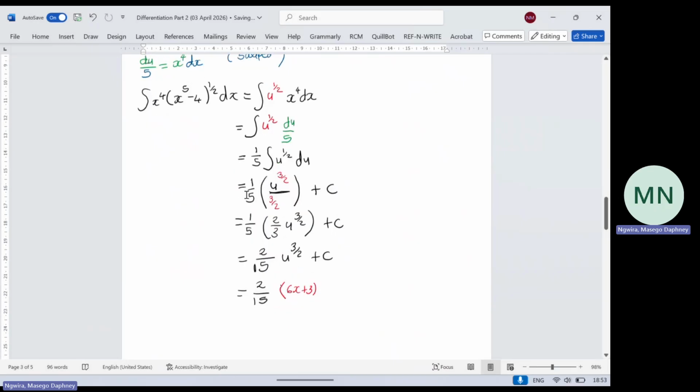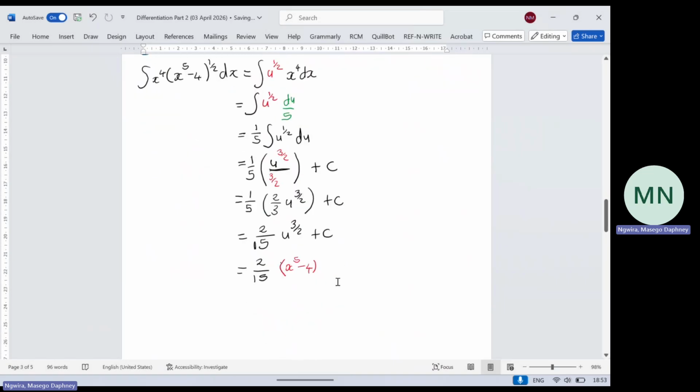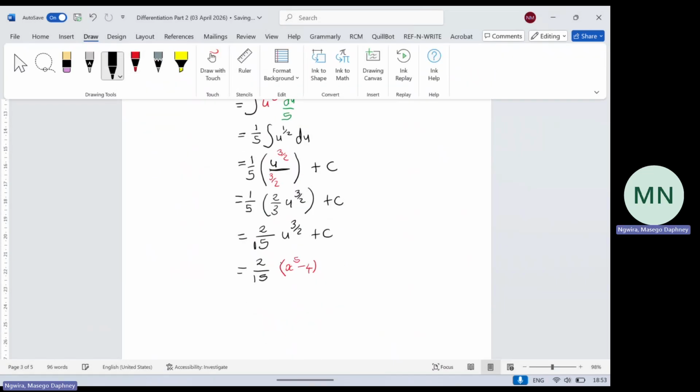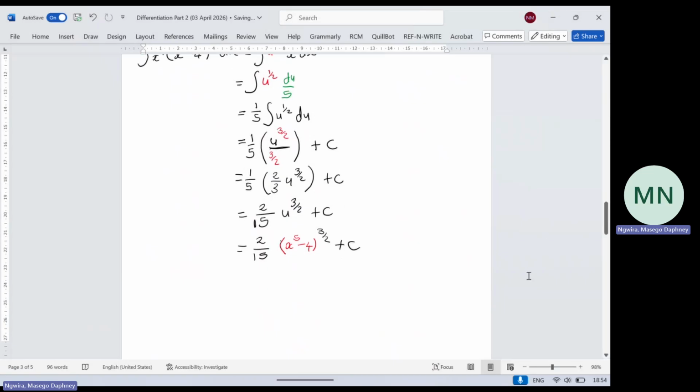It's x to the power of 5 minus 4, sorry. X to the power of 5 minus 4. Now I'm writing the previous one, sorry. And then this will be to the power of 3 over 2, and then this will be plus c. Okay, all right, so that's how we write our answer.